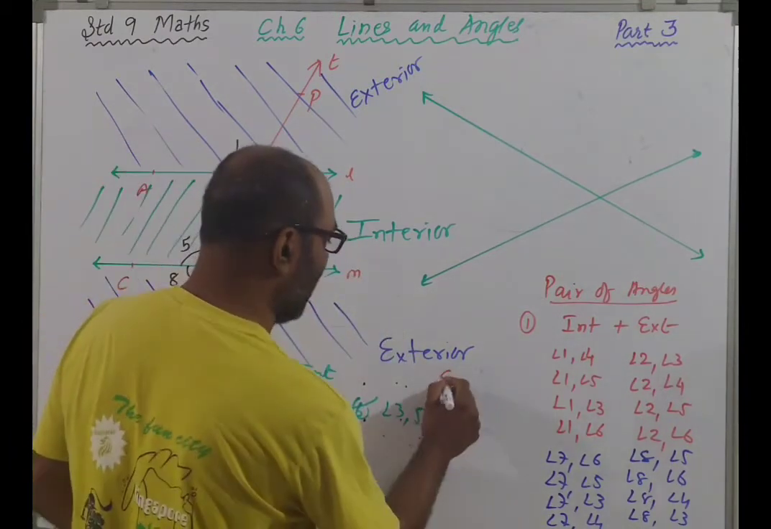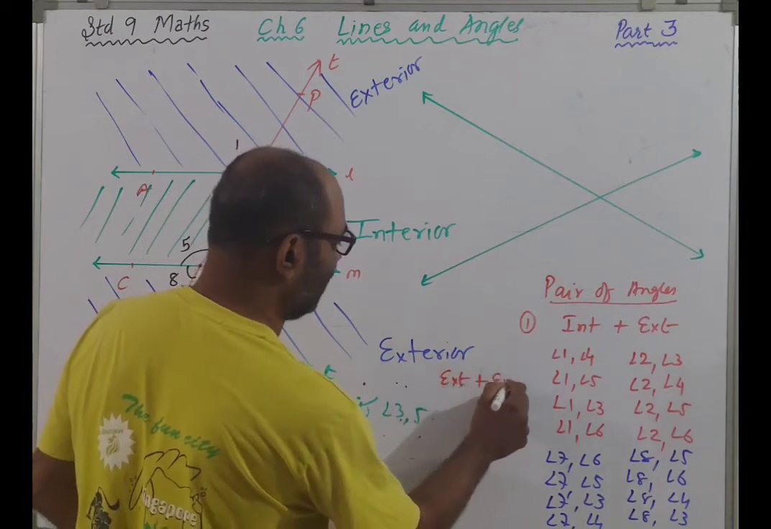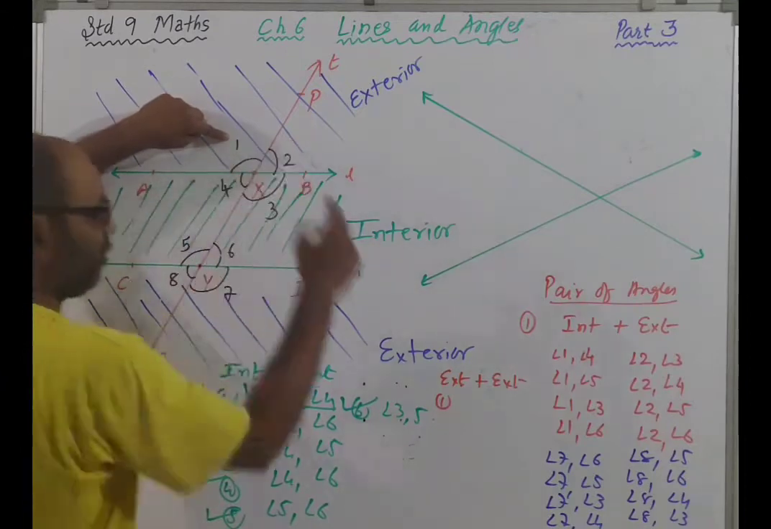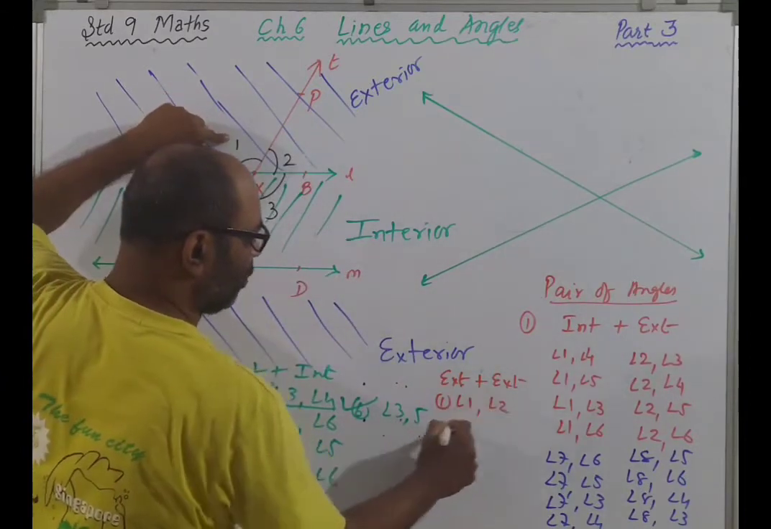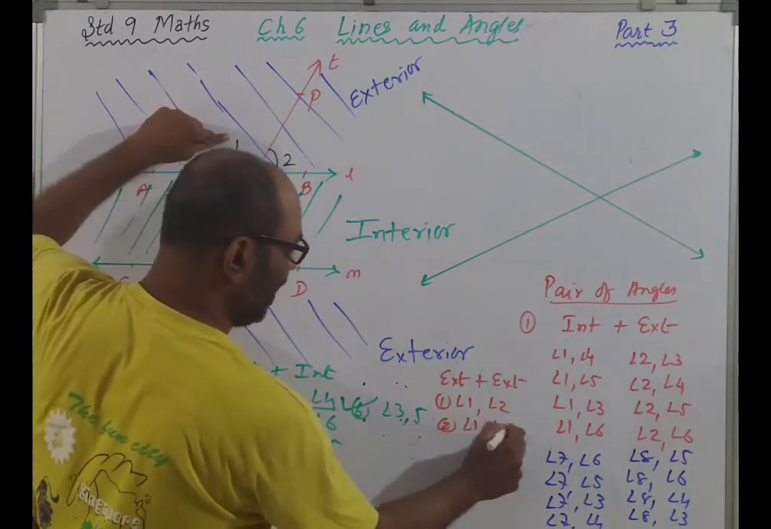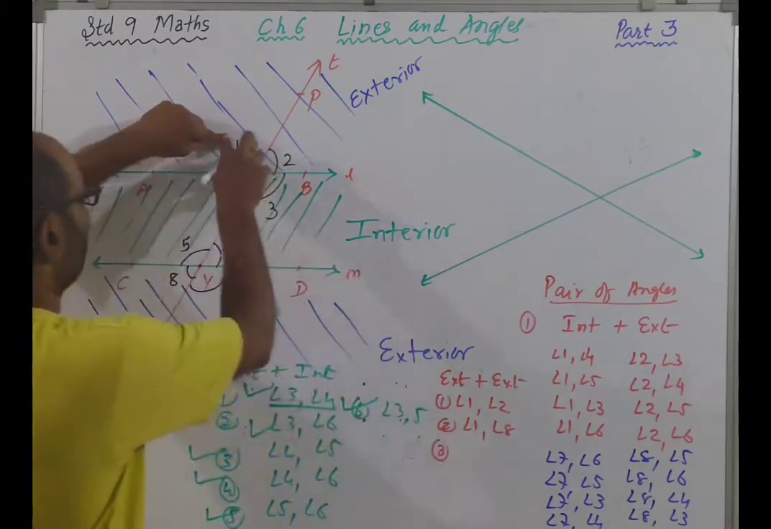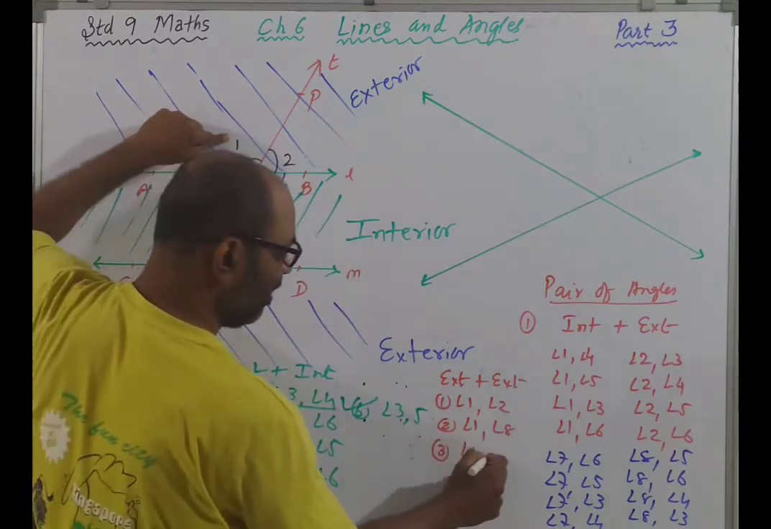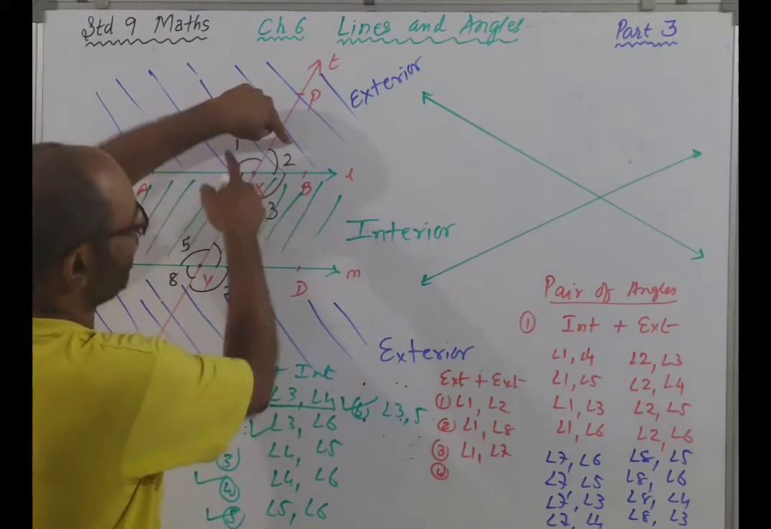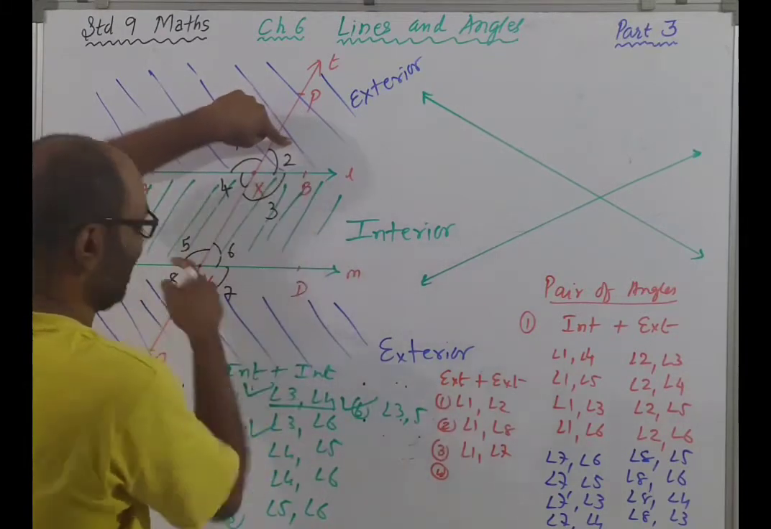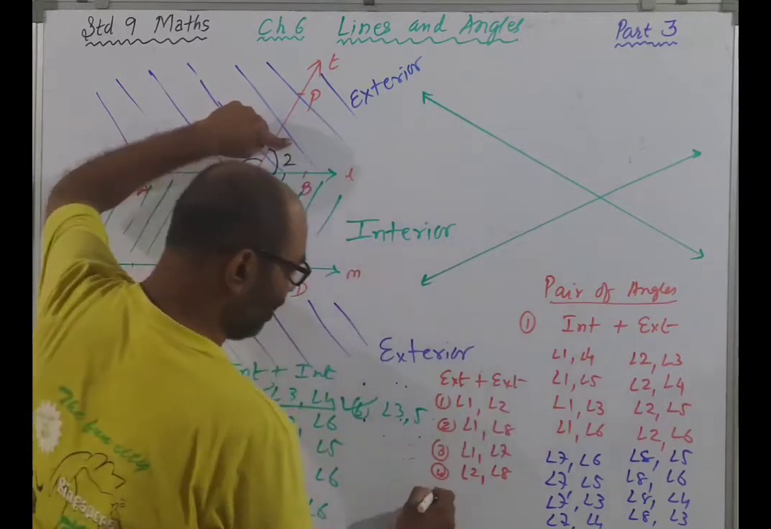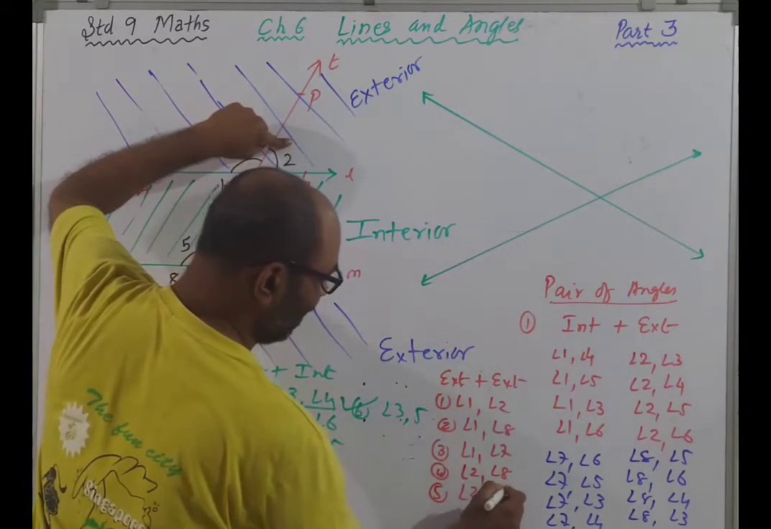Similarly, I am going to take exterior plus exterior. First pair. I start with 1. 1 2, angle 1 and angle 2. Then angle 1 and angle 8. Angle 1 and angle 7. Correct? Now I start with 2. 2 or 1, 1 and 2 वो आ गया है. So 2 and angle 8. Angle 2 and angle 7.